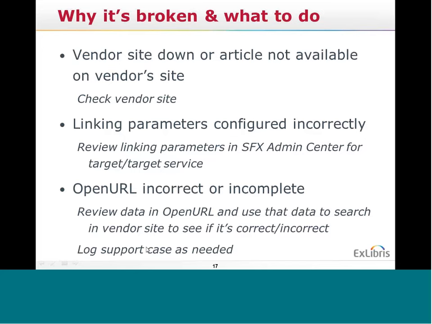If the article is in the vendor site when you search for it there, you can try to see if there's something incorrect in the open URL. So for example, perhaps there's an incorrect page number for the article in the open URL. Or perhaps more information needs to be added to the open URL. If the information in the source open URL is incorrect or incomplete, contact the source vendor, as there may be changes that they need to make on their side. If the information in the source open URL is correct and complete, contact Ex Libris support, as we may need to make some changes on our side.